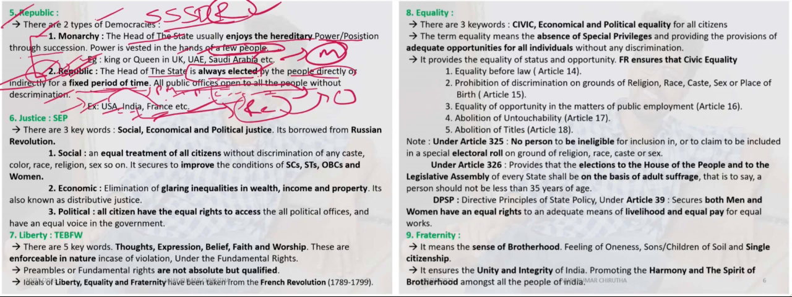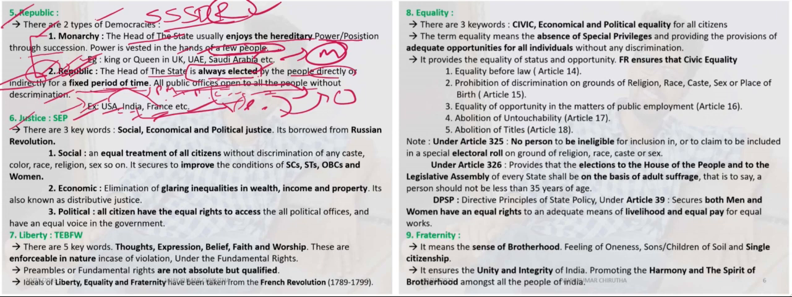The sixth objective is here. We have seen the third section of the preamble, that is justice, liberty, equality, fraternity. We will discuss in detail what the objectives are under justice, under liberty, and under equality and fraternity. So let's check justice.